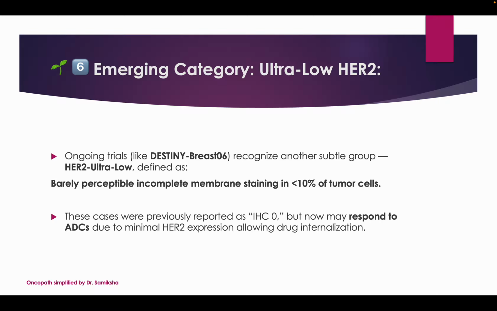This is now defined as barely perceptible incomplete membrane staining in less than 10% of tumor cells. These cases were previously reported as IHC 0, as we have seen in our previous table as well, but now they may respond to antibody-drug conjugates because the minimal HER2 expression leads to drug internalization, and hence they are again not called HER2 negative tumors but are labeled as HER2 ultralow.